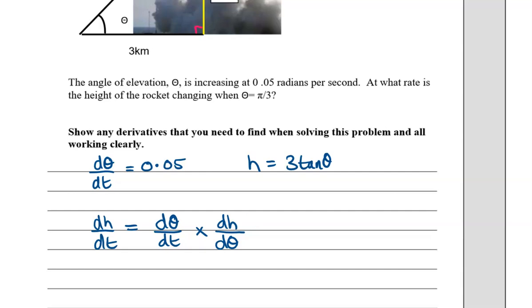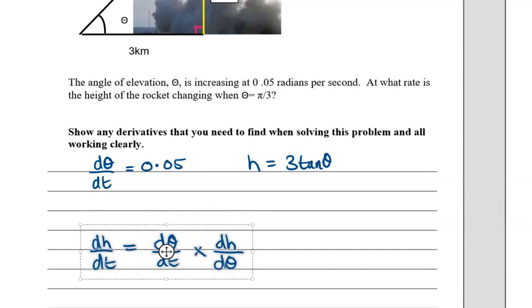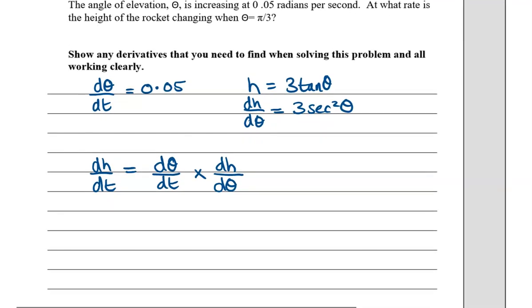Okay, so from this, I'm just going to move it out of the way just a teeny bit. We'll pop that down there. And we'll do dh by d theta just up here. So differentiate this with respect to theta, and differentiating tan is on your formula sheet. That becomes sec squared theta. So dh by dt will be d theta by dt, which was 0.05, times by 3 sec squared theta.